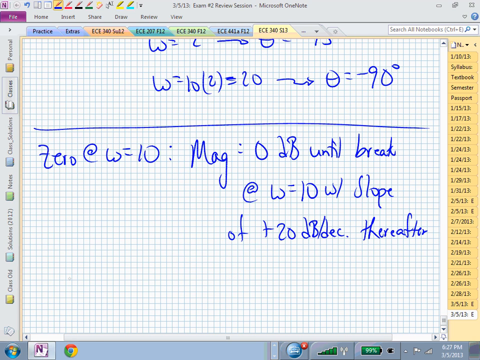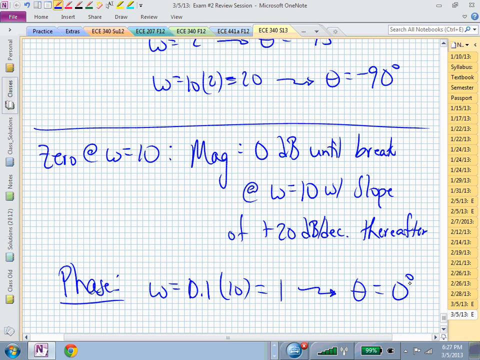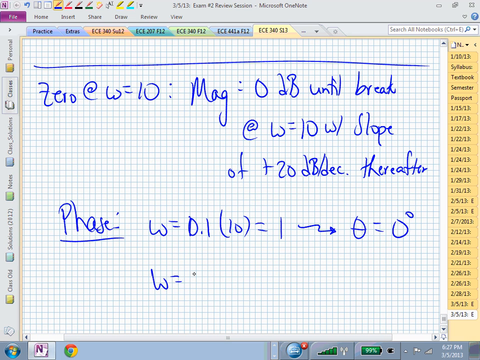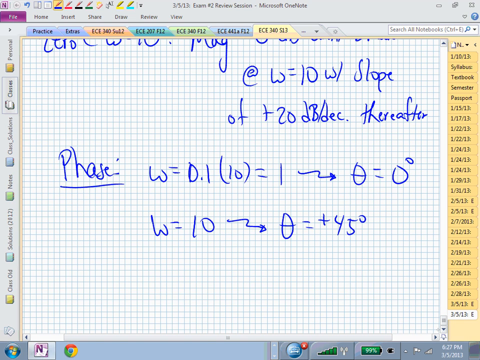And our phase not only starts sloping, but it stops sloping. The magnitude, once it starts, never stops sloping. The phase, we have the three frequencies. We have a decade before the break, which is 1. That's 0 degrees. We have the frequency at the break. And then we have our frequency a decade beyond.